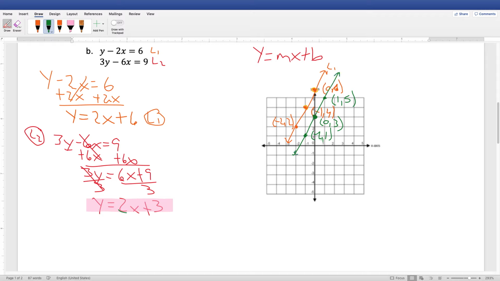As you can tell from this picture, my lines will never touch. So there is no solution to this problem. Our lines will never touch and will never intersect. This is a no solution problem.